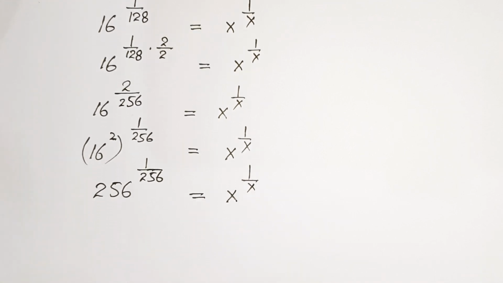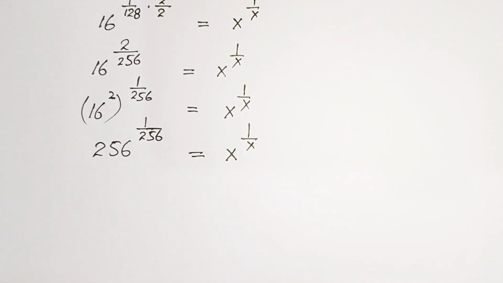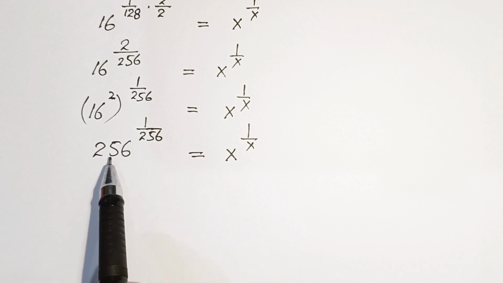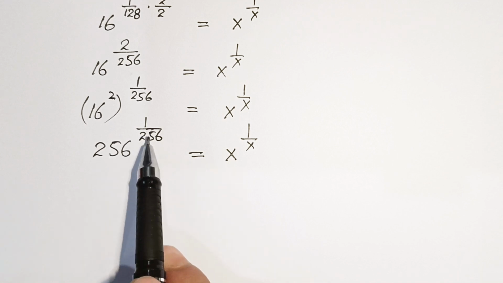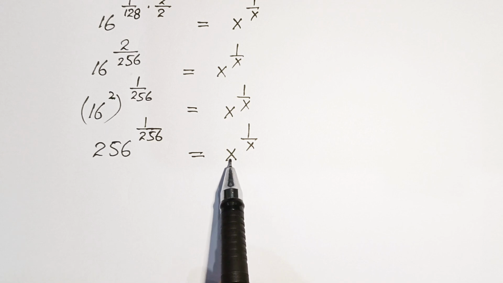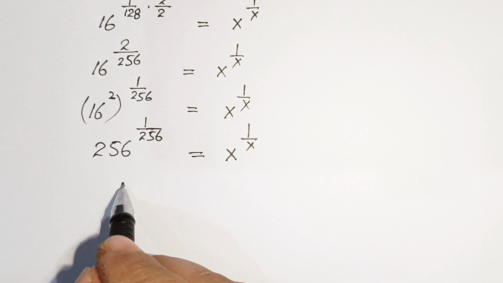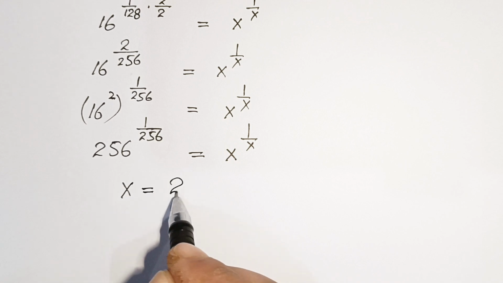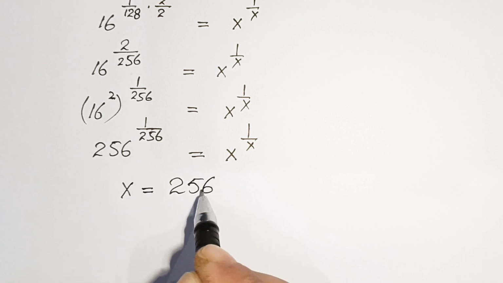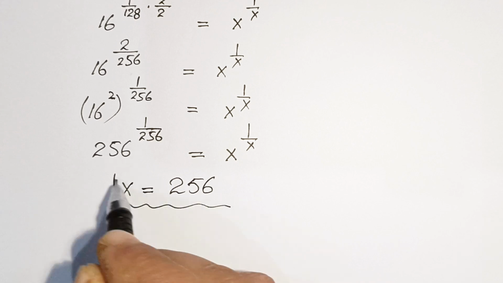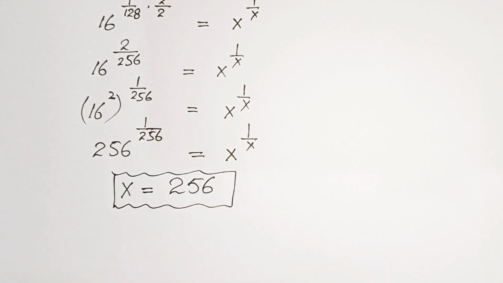Now comparing the bases on both hand sides, we see that here 256 and all to the power 1 over 256, and similarly x to the power 1 over x. So comparing both sides, we get x is equal to 256. So it is the final value of x that we have just found out by using this method.